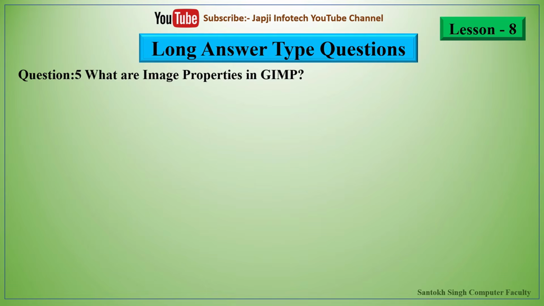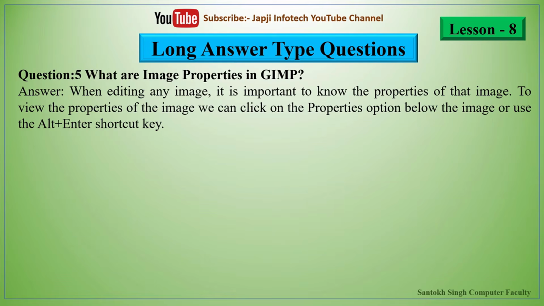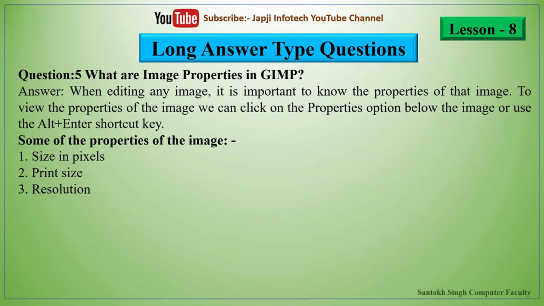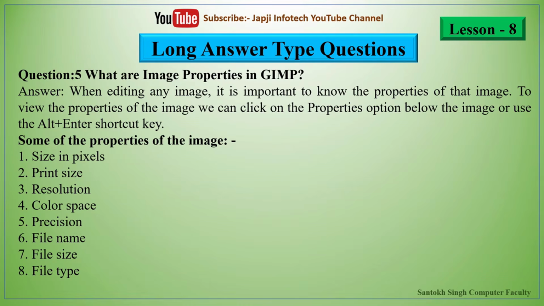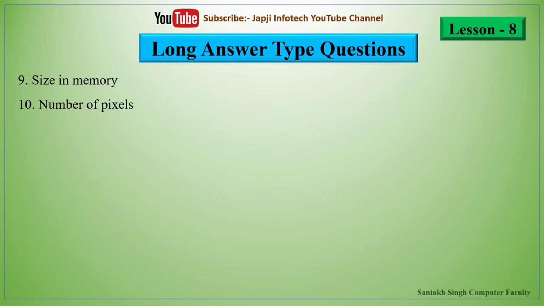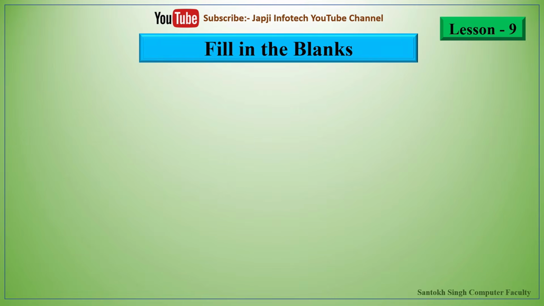The fifth one is what are the image properties in GIMP. When editing any image, it is important to know the properties of that image. To view the properties of the image, we can click on the Properties option below the image or use the Alt plus Enter shortcut key. Some of the properties of the image are: size in pixels, print size, resolution, color space, precision, file name, file size, file type, size in memory, number of pixels, number of layers, and number of channels, etc.